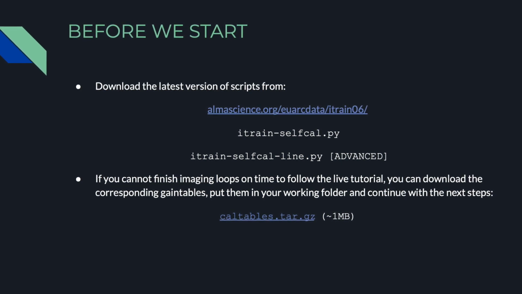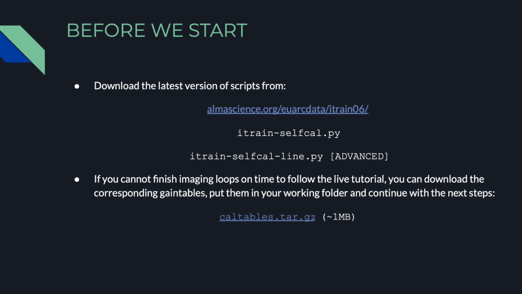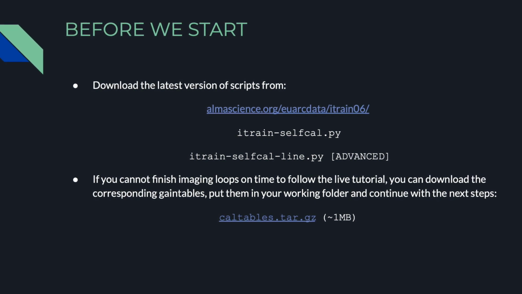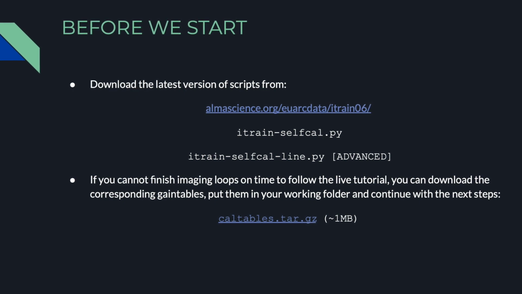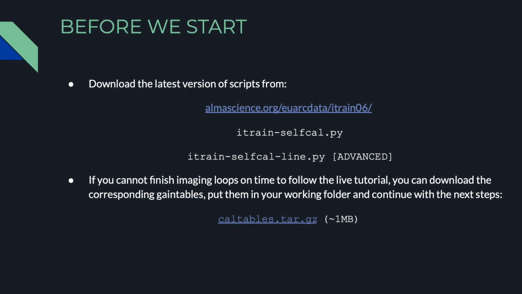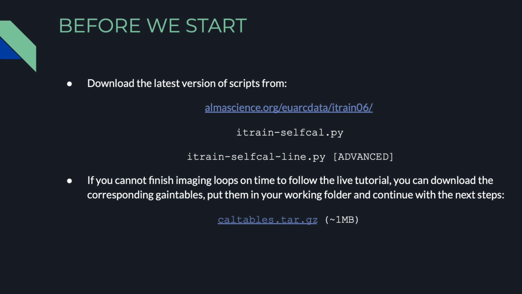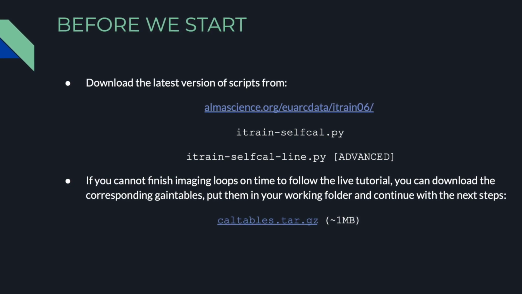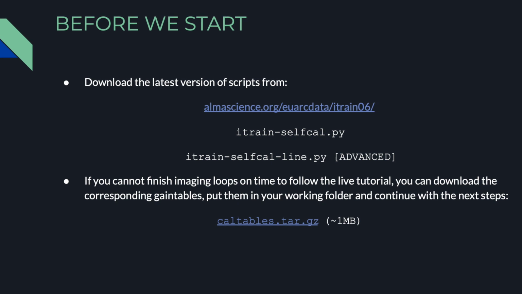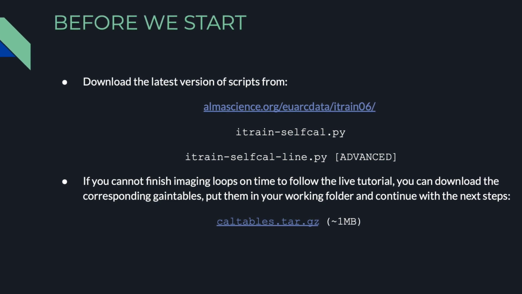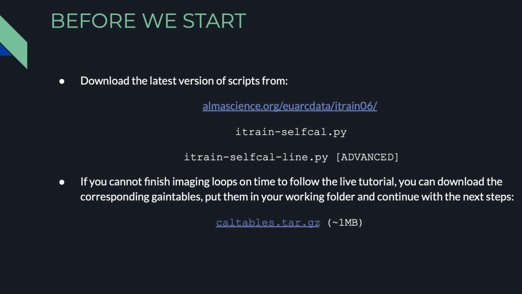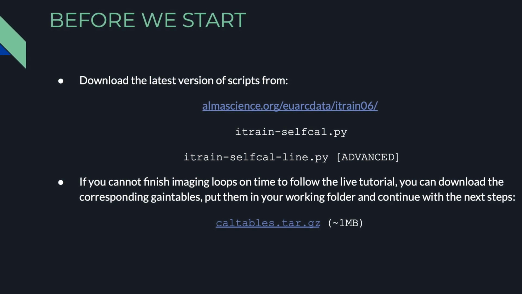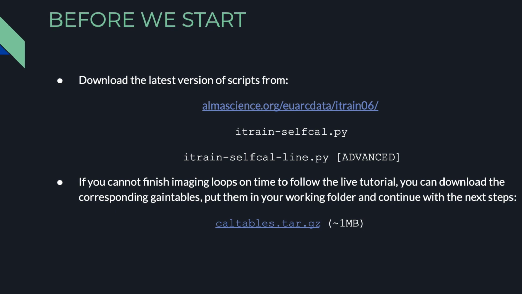And at any point of Emily's live demonstration, if you cannot finish the imaging loops because your laptop is too slow or because you just cannot, you can grab the tar file caltables.tar.gz that is in the folder that we pointed out, and then just put the corresponding calibration table in your working folder, and then you can continue with the next steps and further imaging, etc.